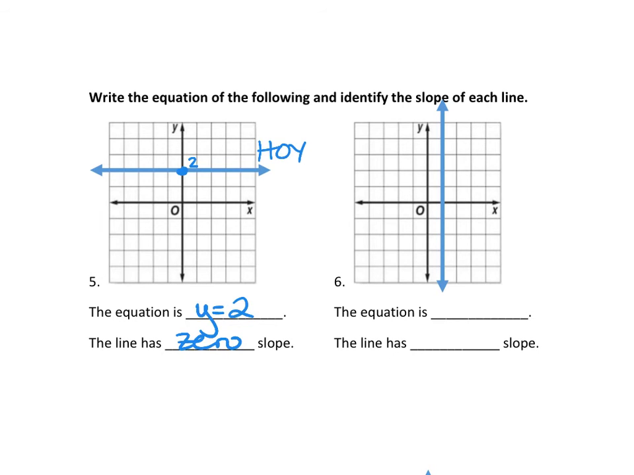If we look at number 6, this is an up and down line, so I know this is going to be a VUX line. That VUX line crosses the x-axis at the value 1, so I know the equation is x equals 1 because it's VUX. This line also has an undefined slope because it's a VUX line. Just as simple as it can be, my friends.